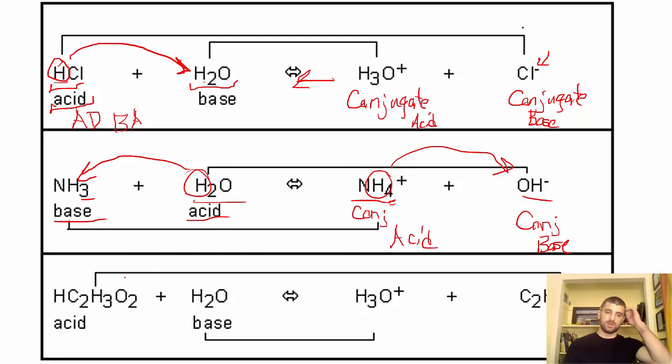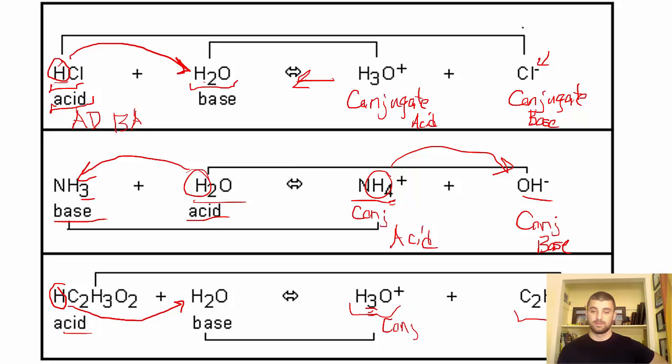All right, one more example. HC2H3O2, then H2O, gives me H3O plus and C2H3O2 minus. Interesting. So what happened? Well, I know H2O got an extra proton, so it must have been the base. Where did that extra proton come from? The acetic acid over here gave it to the H2O. Since it donated that proton, it's the acid, and H2O is the base. H3O plus, if we're looking backwards, would be the conjugate acid, and C2H3O2 minus would be the conjugate base.